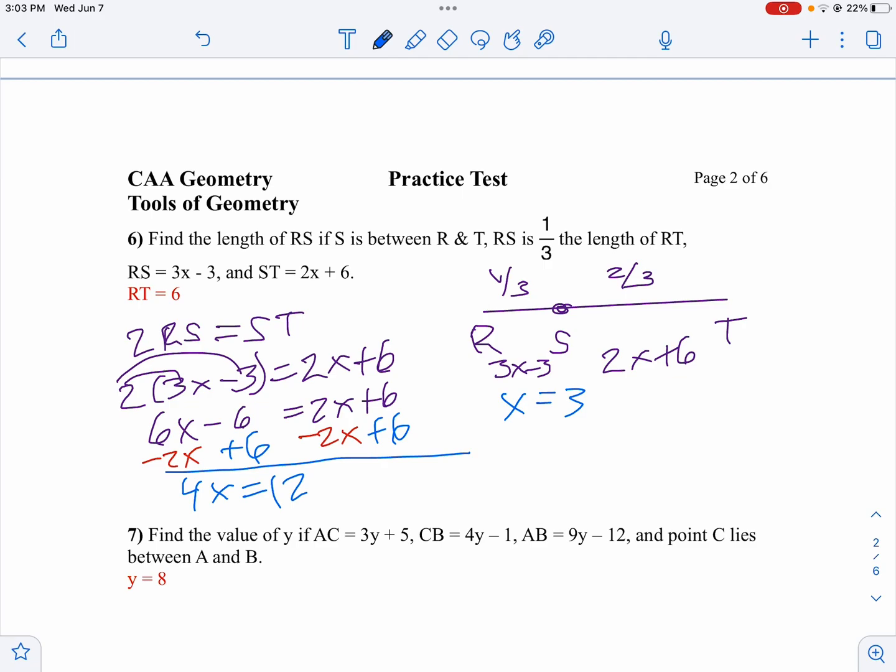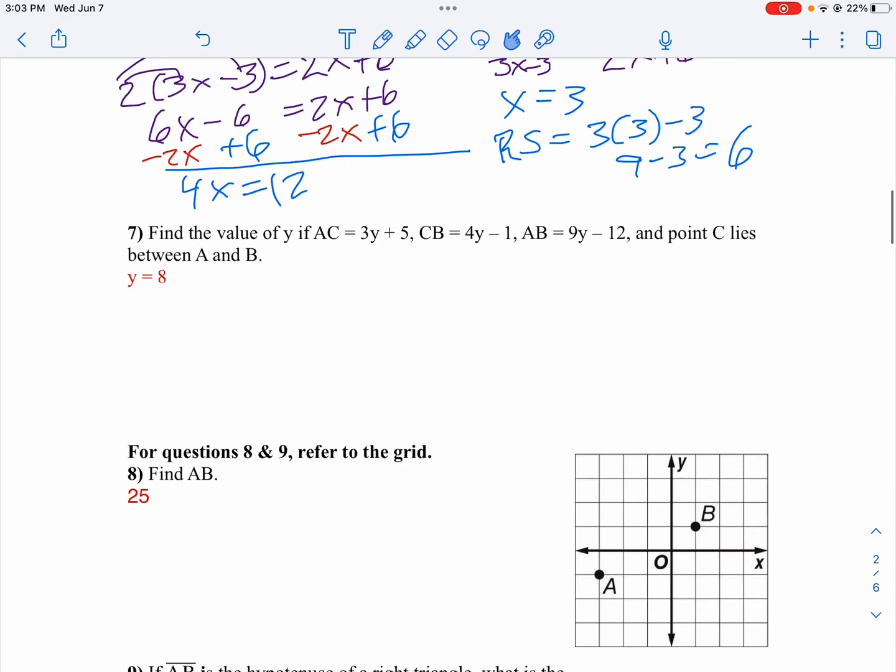I needed to find x, but I'm not done. The question says find r to s. So in other words, r to s is going to be 3 times 3 minus 3. 3 times 3 is 9, minus 3 would give us 6 for our answer. If we take a look at number 7, I think we're going to do this same way.